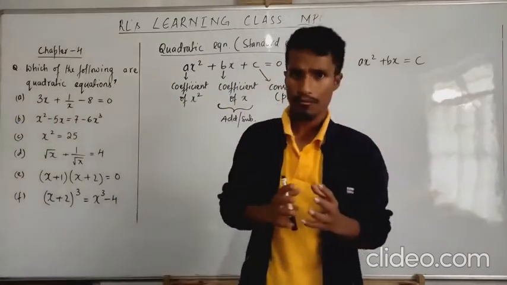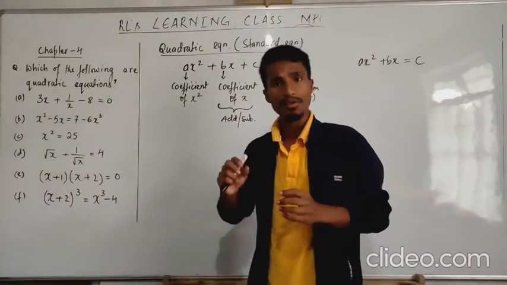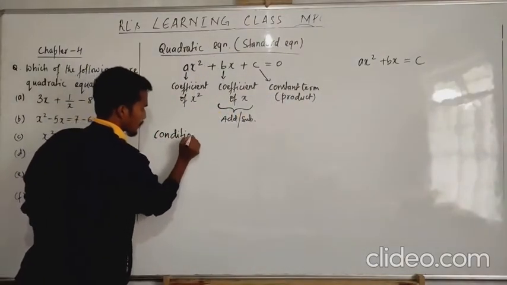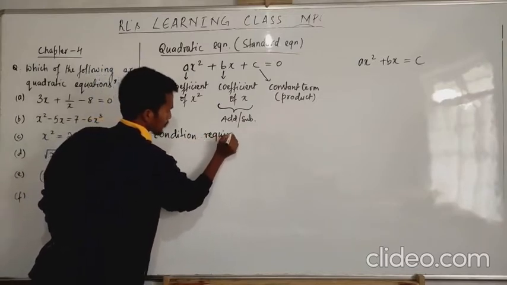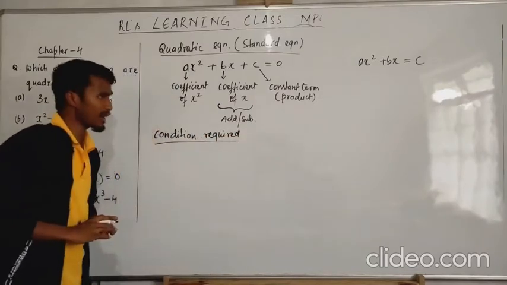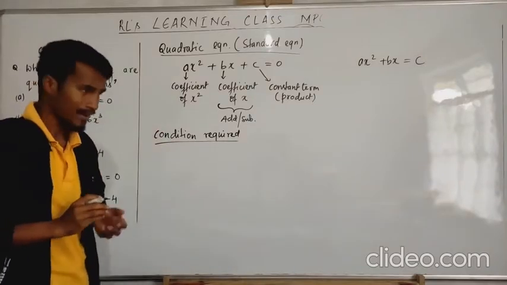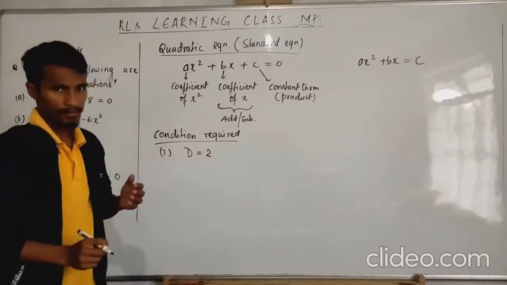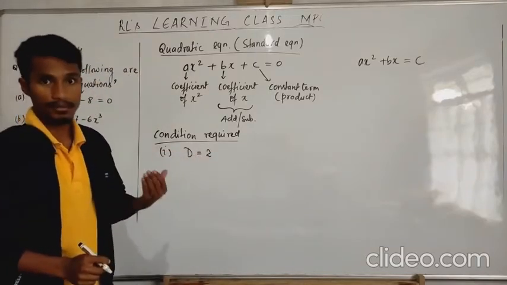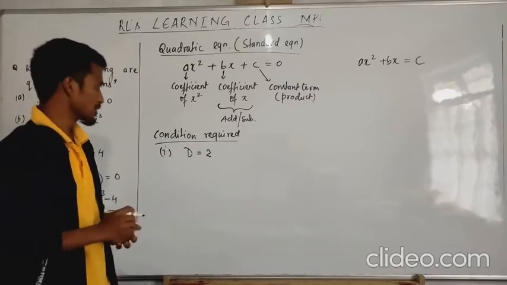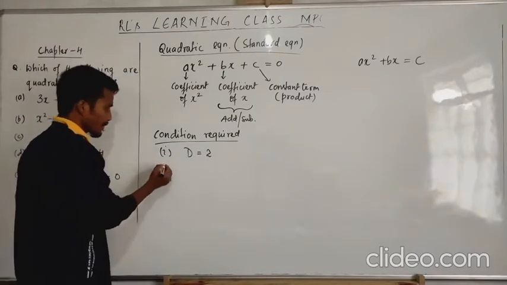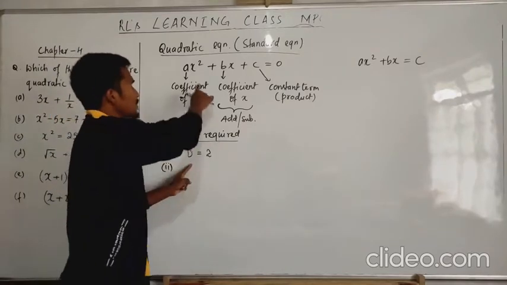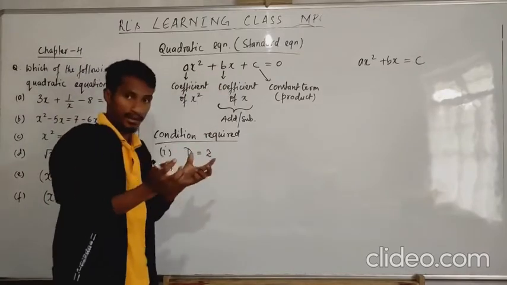But now, what are the conditions required for the equation to be quadratic? Condition number one: the degree should be 2. The degree of the polynomial or the given equation should be 2. And number two, it should be in this form. This will be the standard equation of a quadratic.